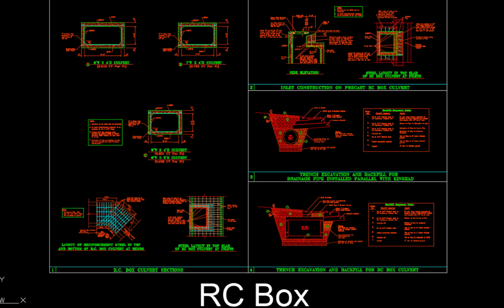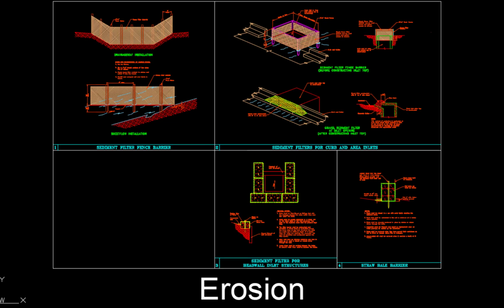Each detail is given a number so that the specific detail required for an item shown on an improvement drawing can easily be found by a reference to the drawing sheet and detail number.